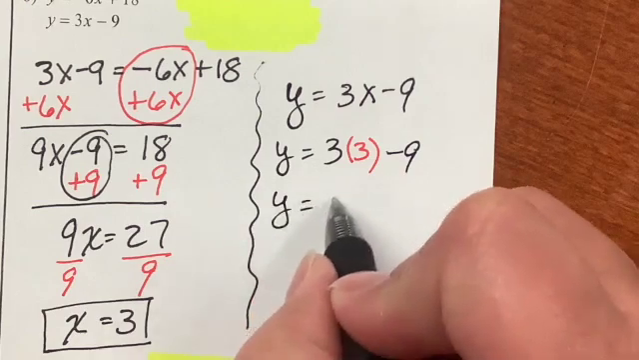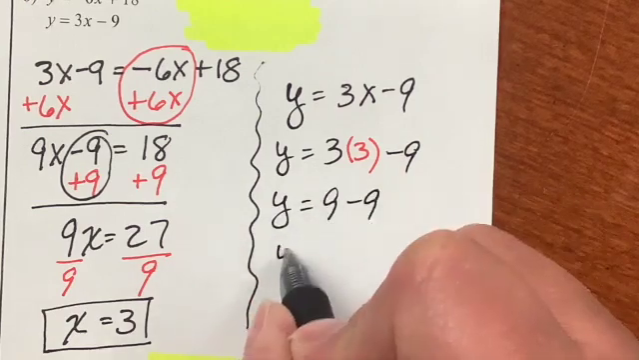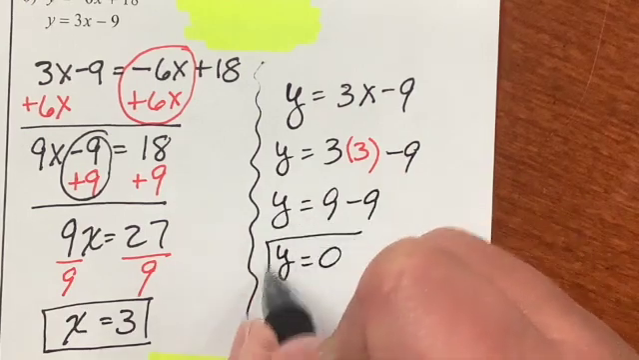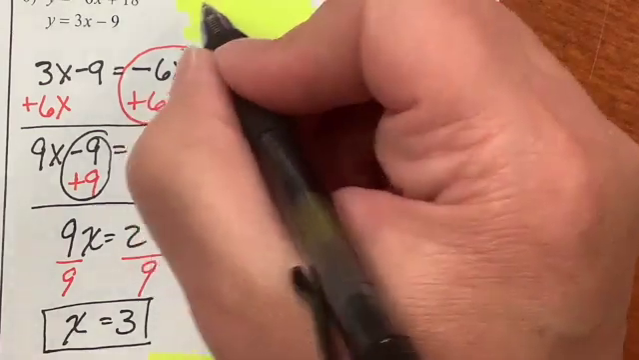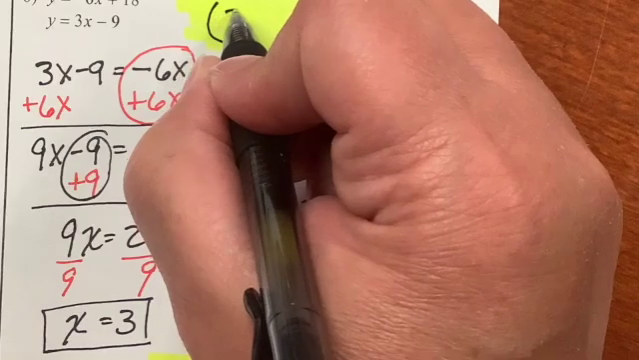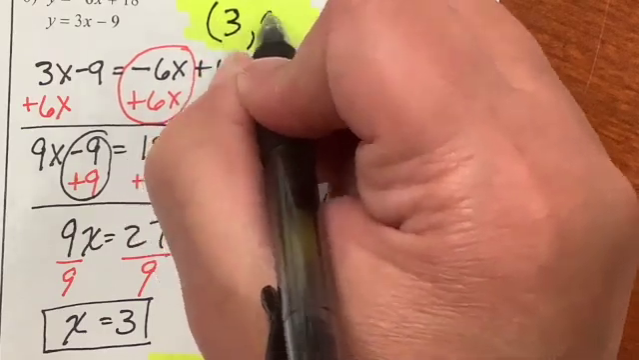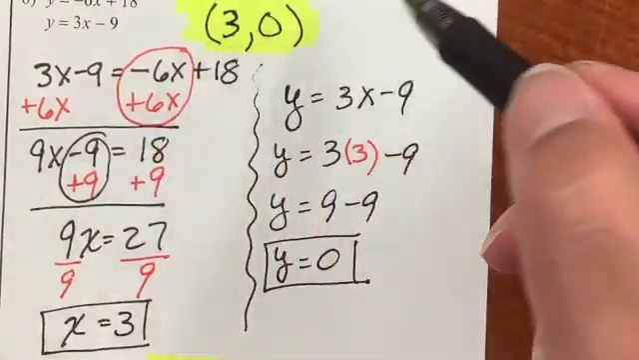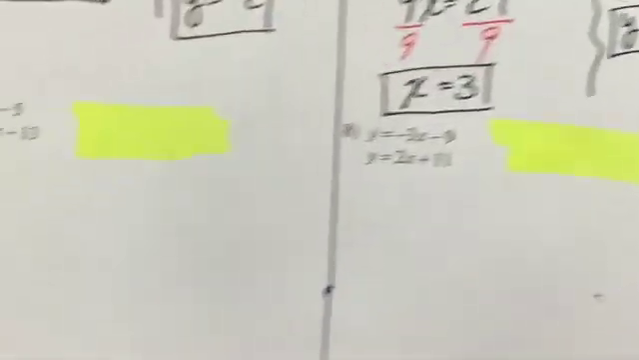And y equals 9 minus 9. Y equals 0. X is 3, y is 0. And you have to write that up there. You know you do. And it's always XY order. X is 3, y is 0. All right, next one.